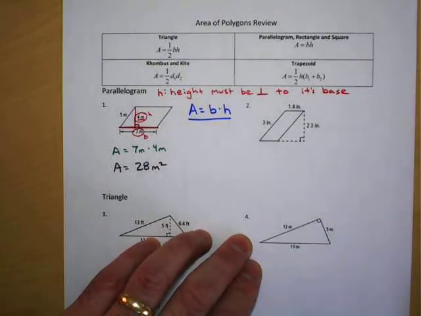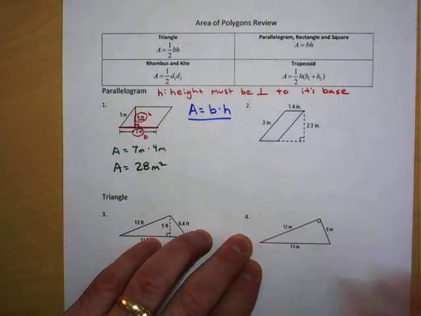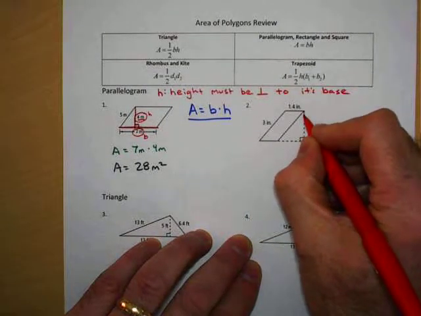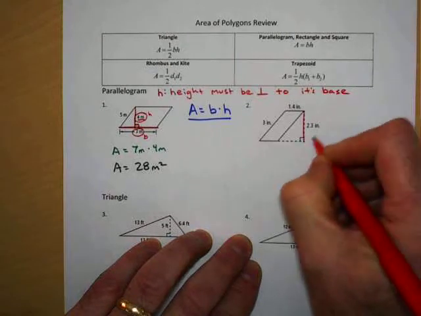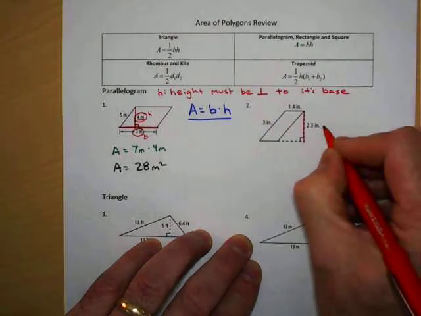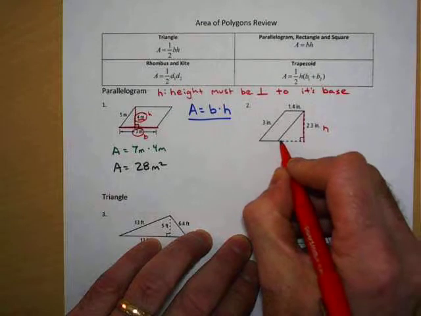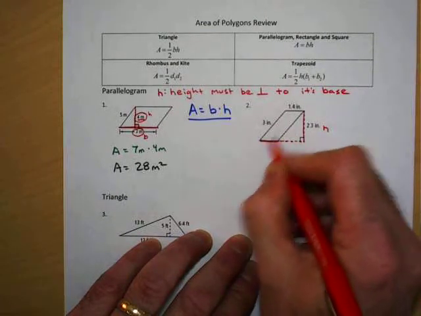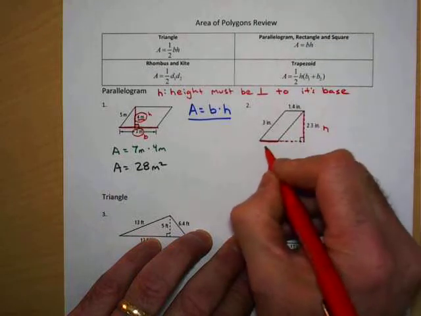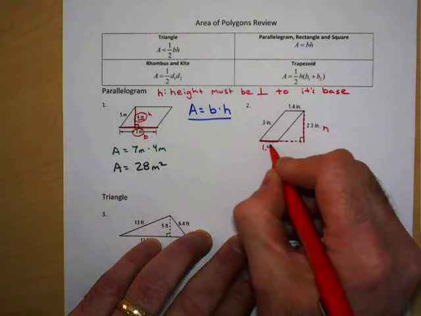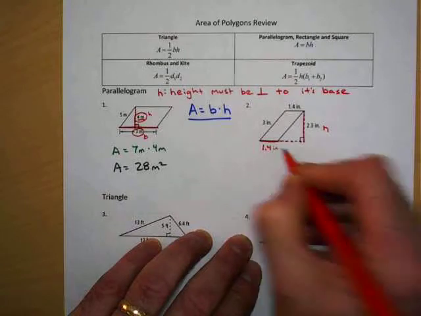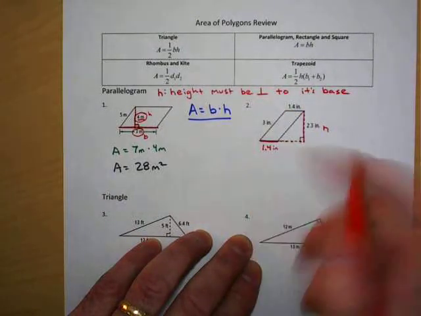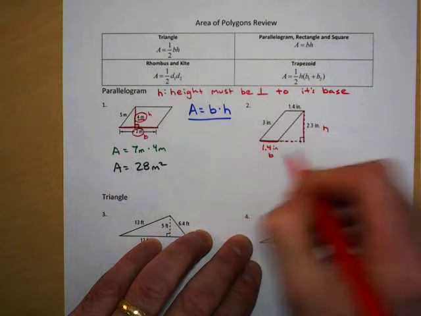Looking at the other diagram, it's a little more complicated looking, but when you look at this measurement, I look at it as a height, and it would be perpendicular to what base? Well, this would be my base. Now it doesn't have a length on it, but if this is a parallelogram, opposite sides are congruent, so I can say that this is 1.4 inches as well as that side. And now this would be my base and this would be my height.